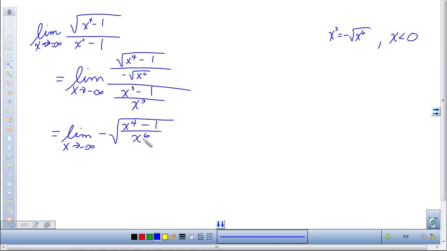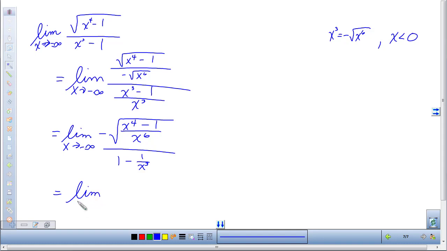And then we also have in our denominator, if I distribute the x cubed, it's going to be 1 minus 1 over x cubed. And we know that that's a good thing because we know the limit of 1 and we know that the limit of this thing is 0. So we just need to do something with our numerator for right now.